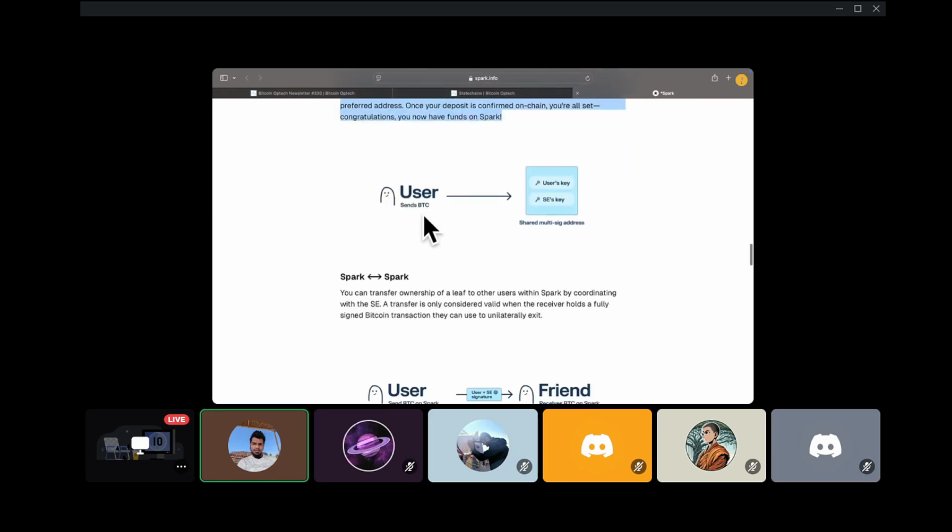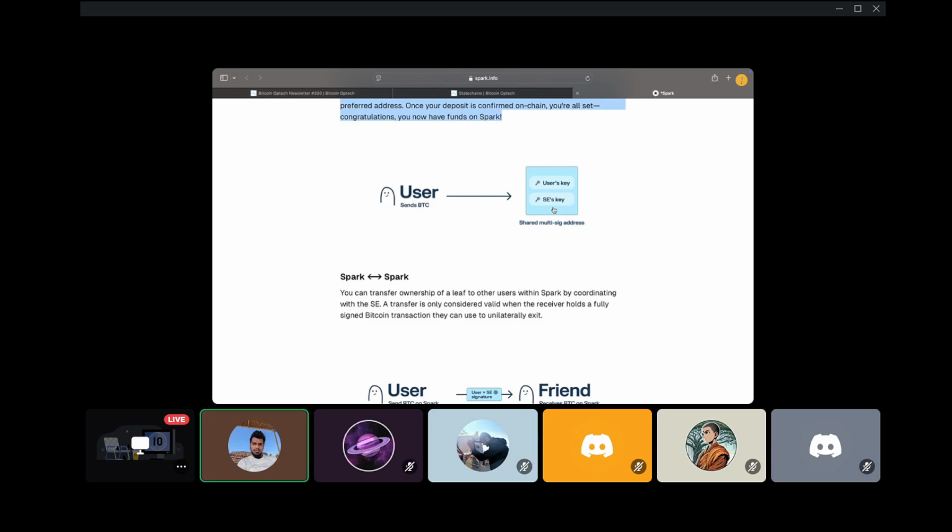This is an illustration of the same. So the user is sending funds or Bitcoins to this shared multi-sig address, which is shared by the user and the SE. What is the SE? The Spark entities, which is the collection of Spark operators, I believe. Yeah, Spark operators.